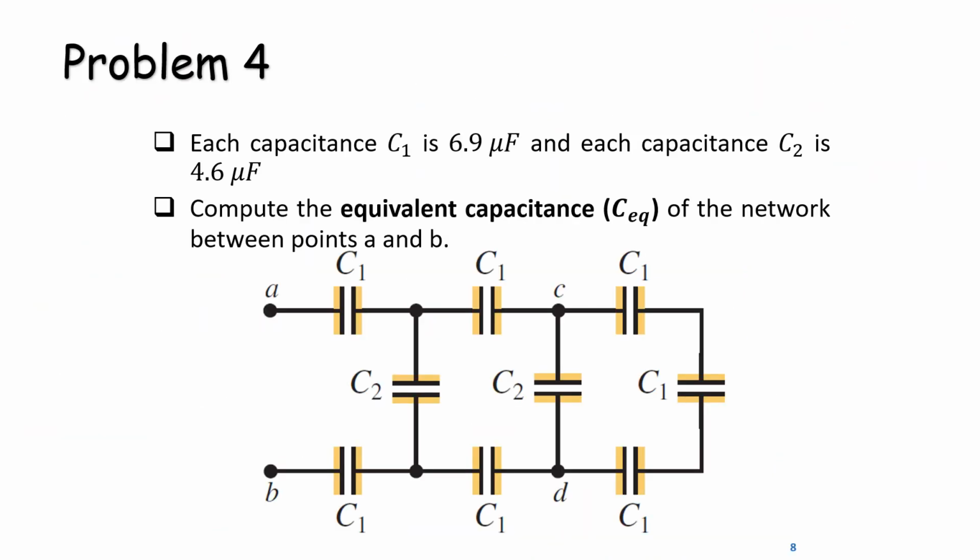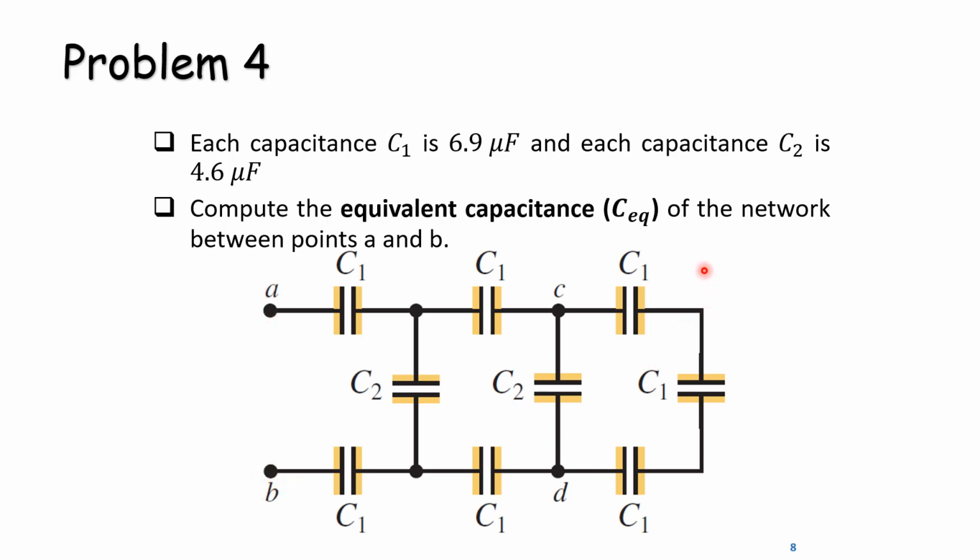We have another network of capacitors. Each capacitance C1 is equal to 6.9 microfarad and each capacitance C2 is 4.6 microfarad. Compute the equivalent capacitance of the network between points A and B. So for this problem, we just have to compute the equivalent capacitance of the network between point A and point B. So this is your point A, and this is your point B.